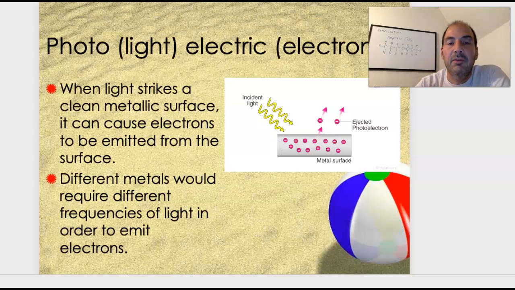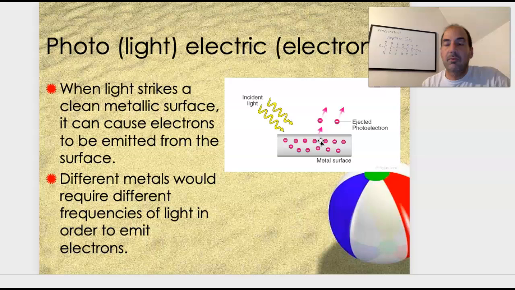Photoelectric. The prefix photo means light. Electric means referring to electron. Okay? The idea of the photoelectric effect is the idea that light, when it hits a clean metallic surface, can actually cause electrons to shoot off. It could actually ionize the metal to some extent.